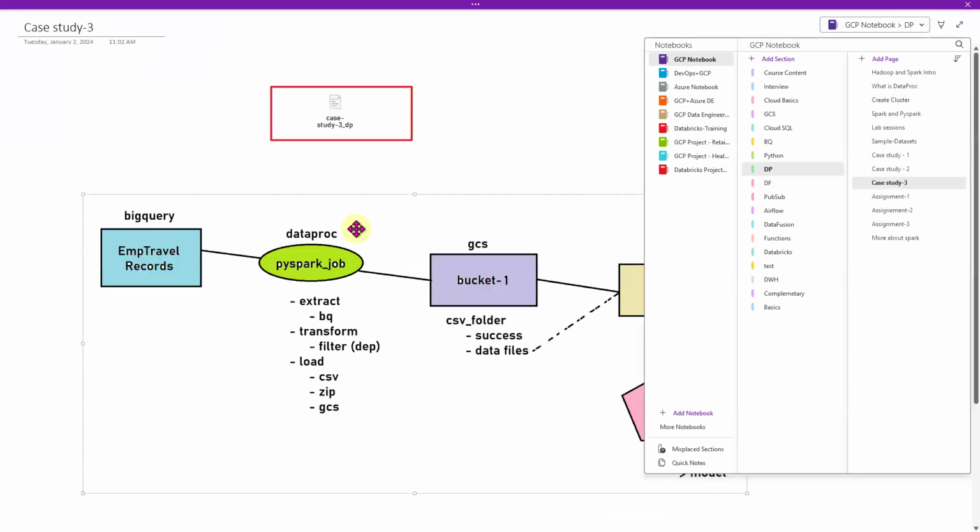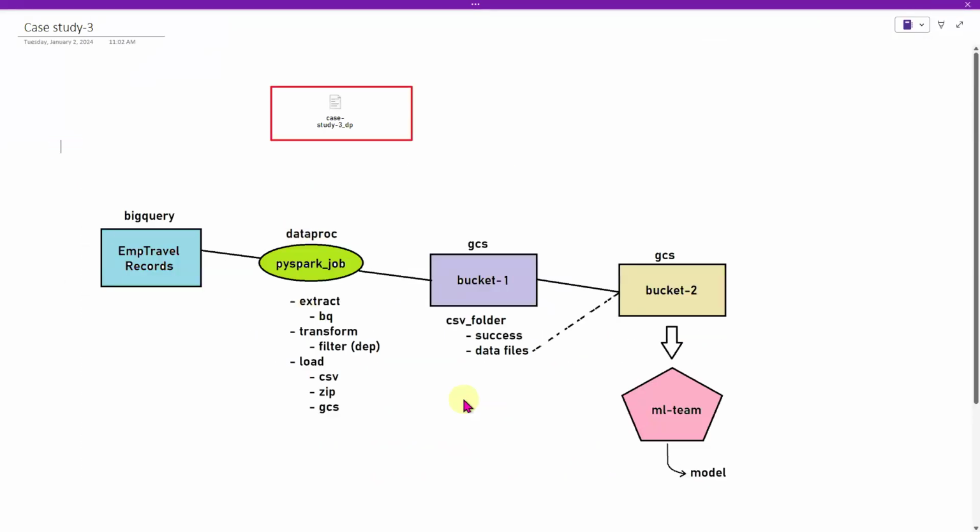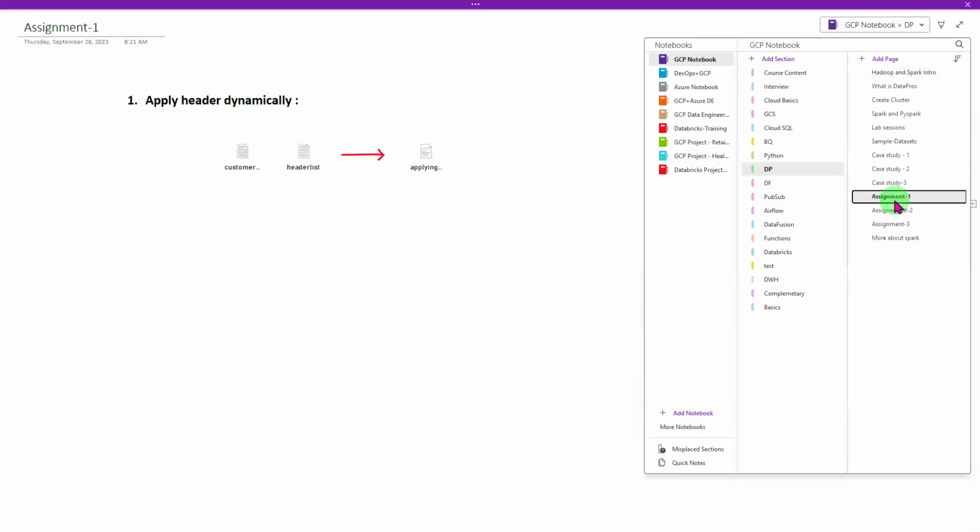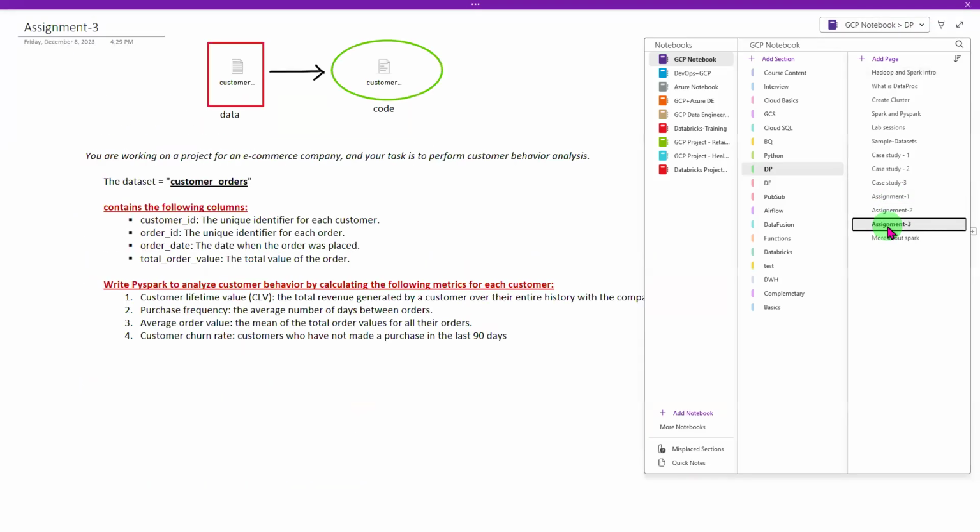Case study 3. This is one more case study, for the ML use case. One more interesting case study, I would say. Yes, case studies are nothing but end-to-end pipelines that we are creating, and you have assignments 1, 2, and 3. So you have assignments also here.